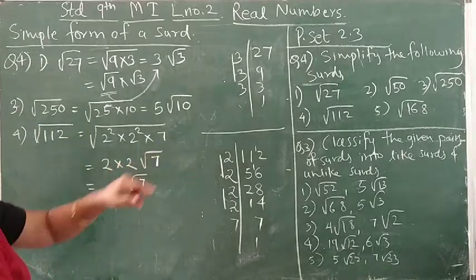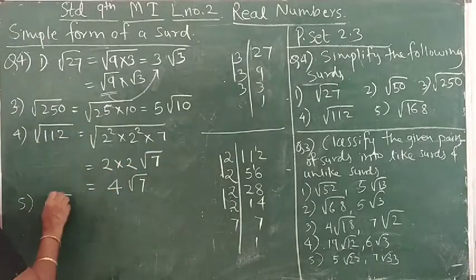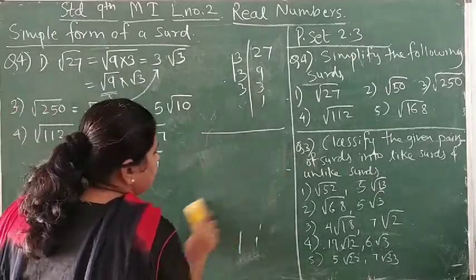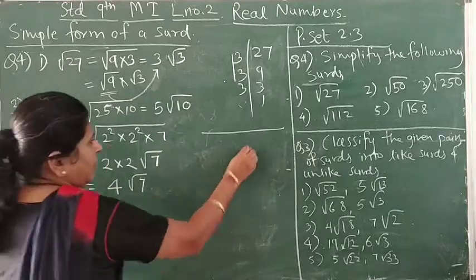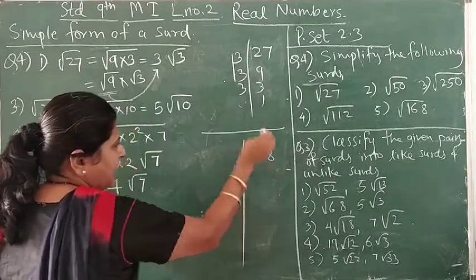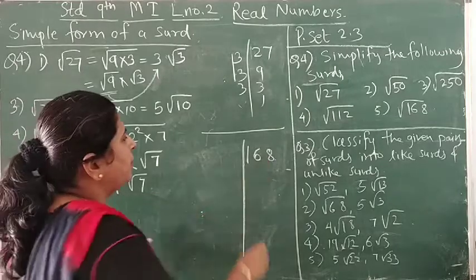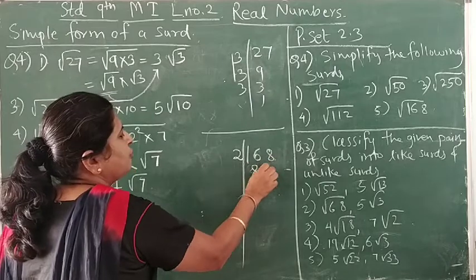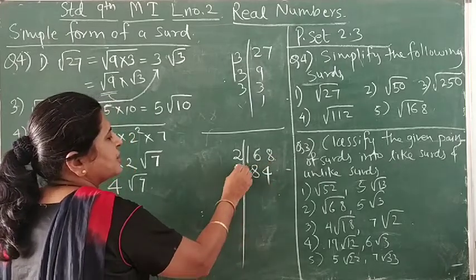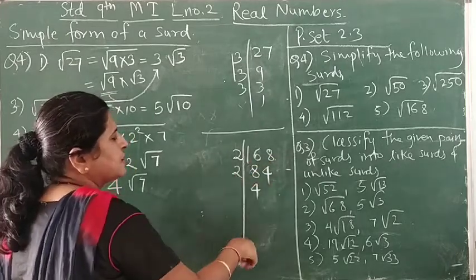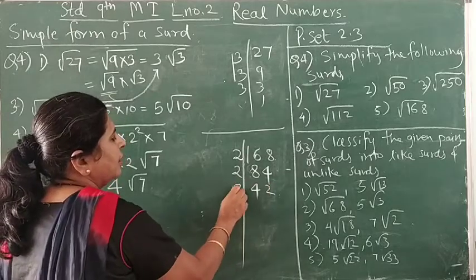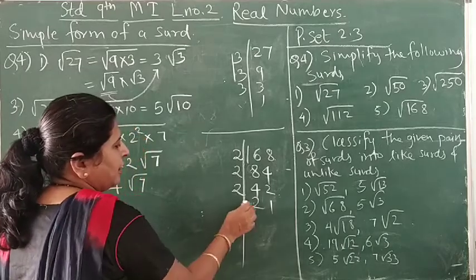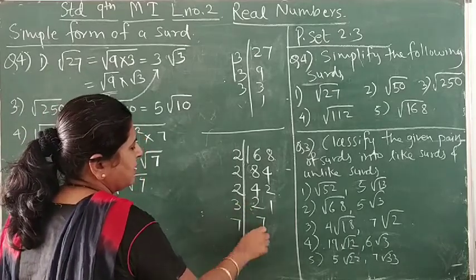Like that you can solve the fifth sum also, the square root of 168. You can find the factors of 168. As this number has 8 in the units place, it is divisible by 2. So let's divide it by 2. 2 eights are 16, 2 fours are 8. This is not a perfect square, so keep on dividing. 2 fours are 8, 2 twos are 4. This is not a perfect square. Again dividing it by 2, 2 twos are 4, 2 ones are 2. Now 21, 3 sevens are 21, 7 ones are 7.